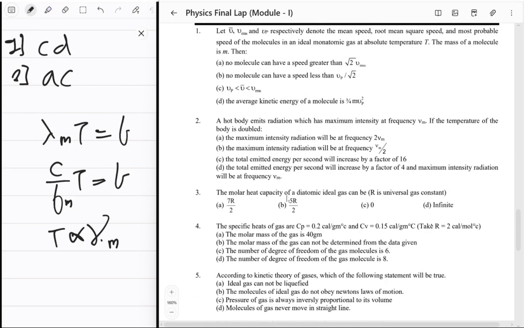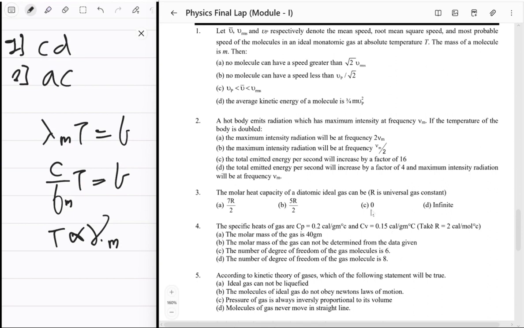Next. Molar heat capacity of a diatomic gas can be, R is universal gas constant. You want the molar heat capacity of a diatomic gas. Okay, it can be, it could be anything, you know. It can be 0, of course.